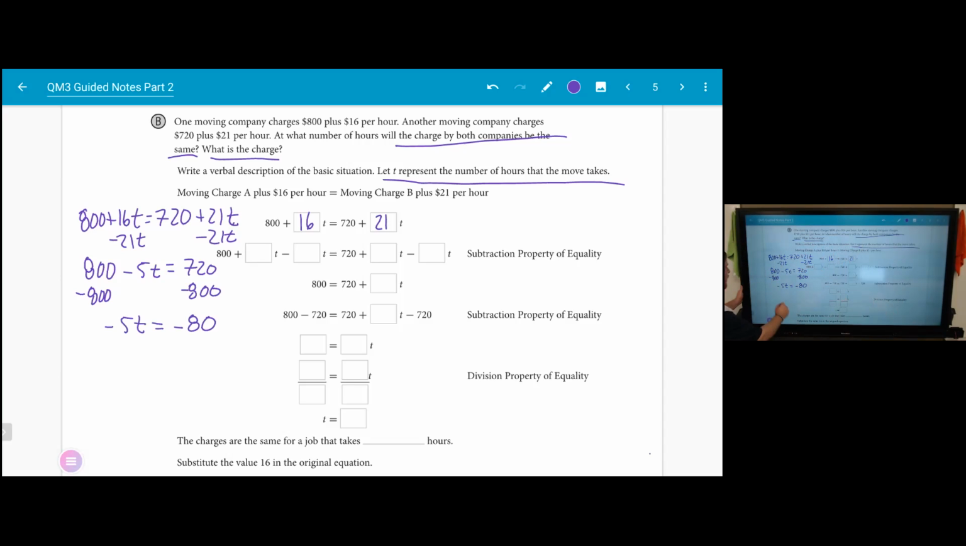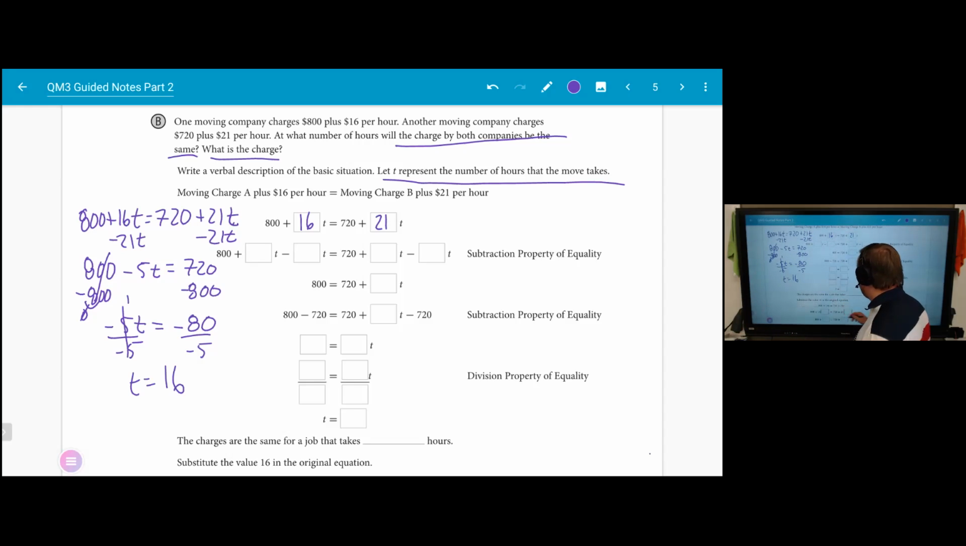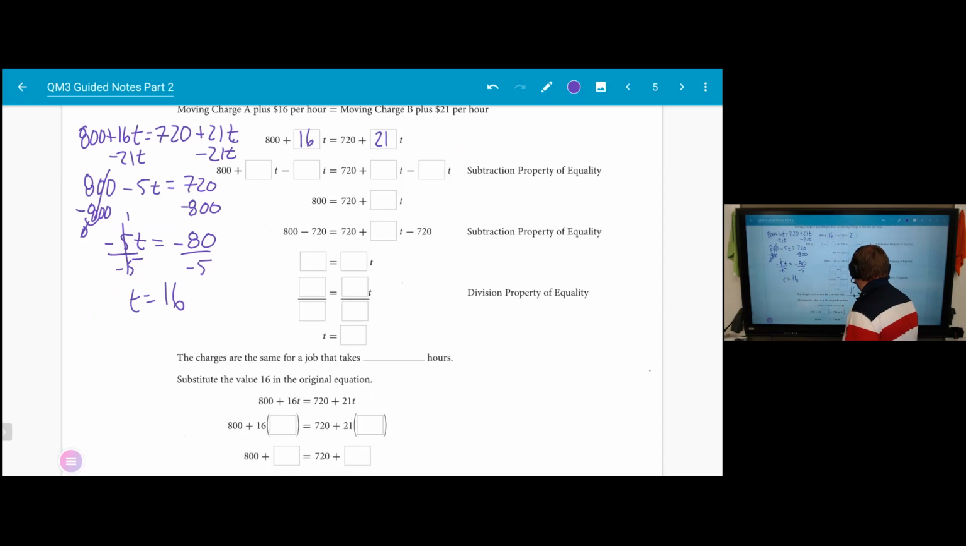All right, so divide both sides by negative 5. A negative divided by a negative is a positive. Again, these were zeros. This simplifies to 1. T equals positive 16. Yay! 16 what? Well, first of all, we know the charges are the same for a job that takes 16 hours, but we also have to find what is the cost. So we got to plug 16 back in to these values here.